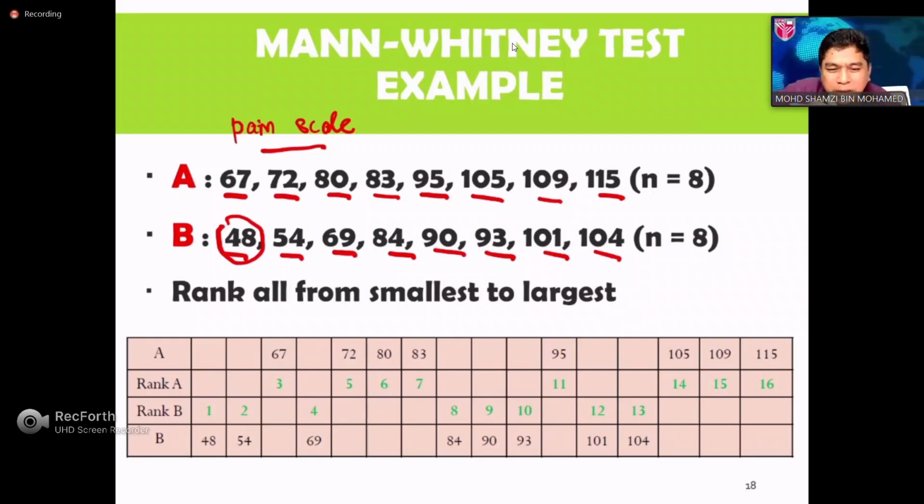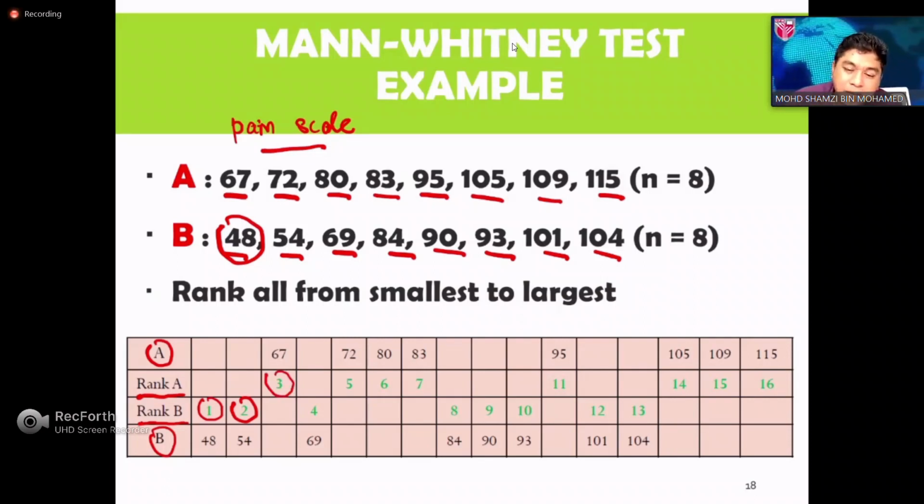So what you can do is you rank all from smallest to largest. Okay, so you have a team A ranking system for A, and then team B ranking system for B, and then you arrange from smallest to largest. So 48, you give a symbol of 1, rank number 1, followed by 54, 2, and then team A 67, and the next one is number 3, and so on and so forth.